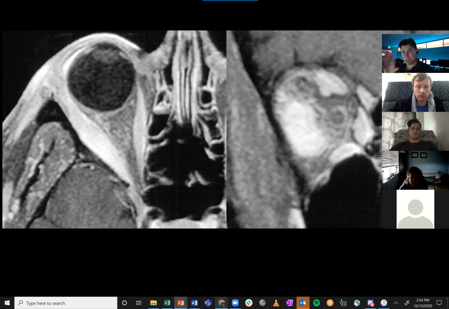So we have two axial images through the maxillary sinus. On the left, I think it's a CT. On the right, we have probably a post-con T1. Let's say it's a T2. Oh, a T2 then, FATSAT T2. So we have T2 bright material that's filling the right maxillary sinus, and it also looks like it extends back into kind of the nasopharynx as well.